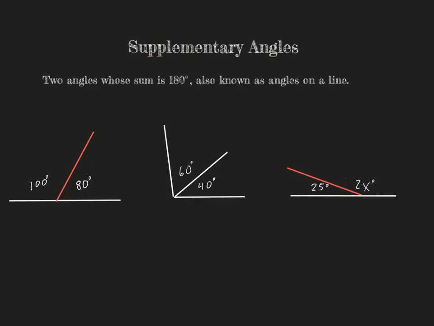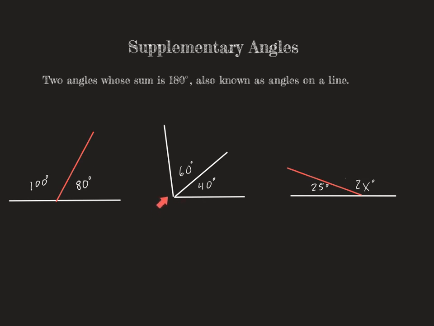For this one, we're going to have supplementary angles. So for supplementary angles, there are going to be two angles whose sum is 180, also known as angles on a line. As you can see in the first example, you actually have a straight line right here. So you're going to have two angles that are on the same line. This one is going to be an example of supplementary angles.